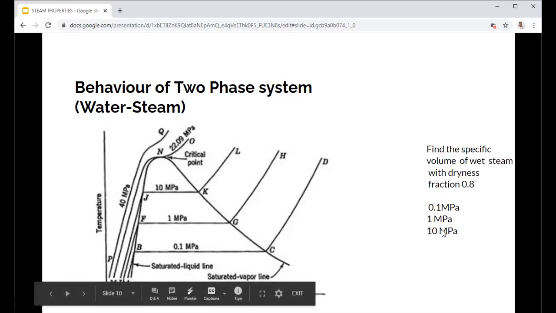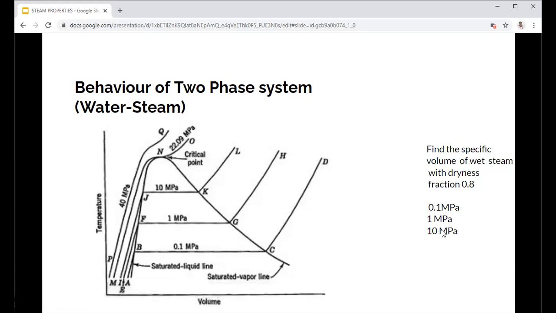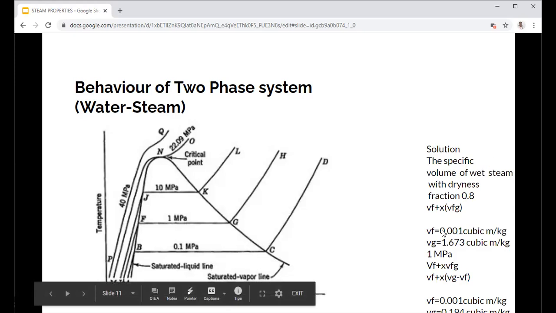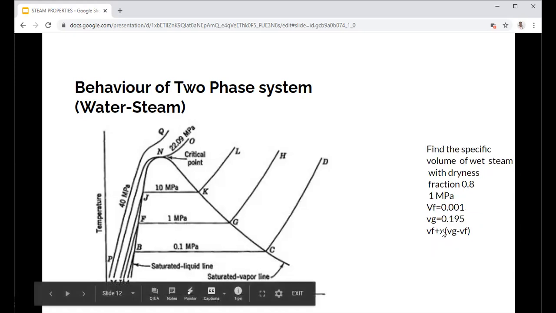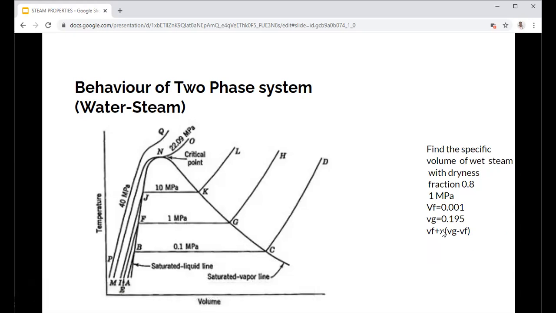For example, if the specific volume of wet steam is to be determined at 0.1 megapascals with the dryness fraction 0.8, we need to find Vf at 0.1 megapascals, which is 0.001 cubic meter per kg, and the Vg value is 1.673. At 1 megapascal, the Vf is 0.001 and Vg is 0.195. You just use the expression Vf plus x into (Vg minus Vf). Here Vg is 0.195 and Vf is 0.001, so 0.001 plus 0.8 times the difference gives the specific volume of wet steam.